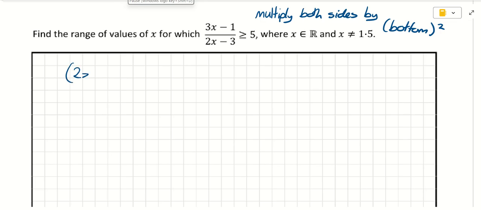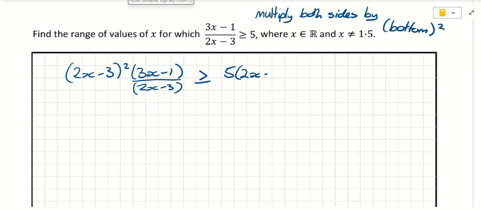So what you're going to have is 2x minus 3 squared times 3x minus 1 all over 2x minus 3. We're just going to put them in brackets. And then this will be 5 times 2x minus 3 squared. This will make a positive and it'll make the thing work. So that will get rid of our bottom, and because there are 2 of them, it's squared. You're just left with a normal bracket up there.